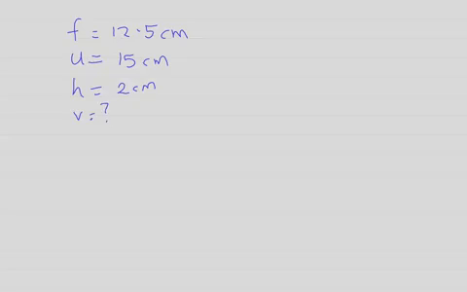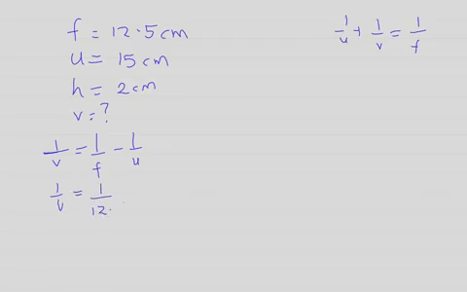Using the formula that we have, 1 over U plus 1 over V is equal to 1 over F. We know F and U, so we can use that formula. So 1 over V is equal to 1 over F minus 1 over U. So 1 over V is equal to 1 over 12.5 minus 1 over 15. If you evaluate, V is equal to 75 centimeters.